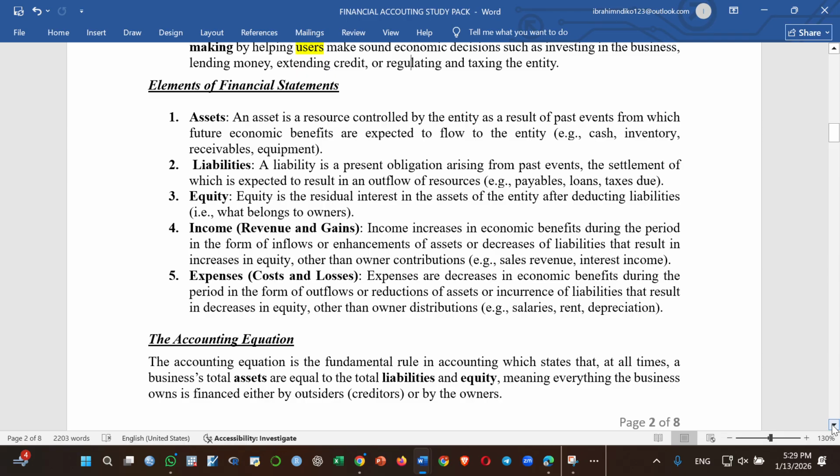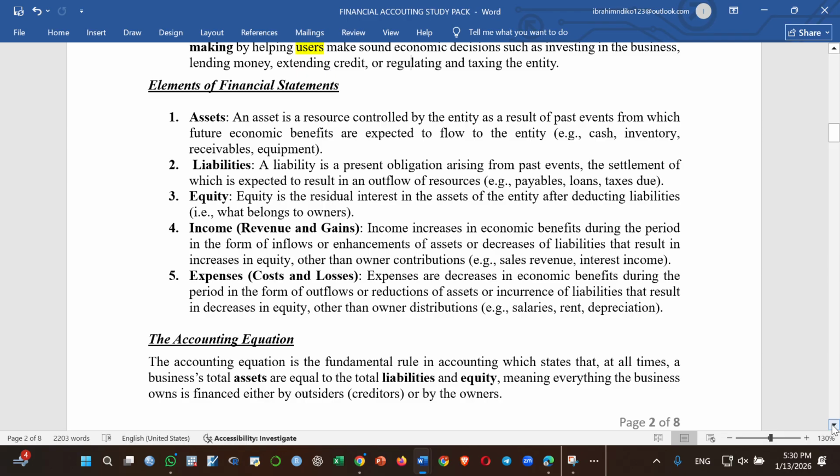Which benefits do we expect from an asset? For example, if we have a motor vehicle as an asset, we can use that motor vehicle to carry goods. The money that we get from carrying those goods is a benefit to us. And that is what we call the future economic benefit. If it is an inventory, we can sell it in the future, then we get money.